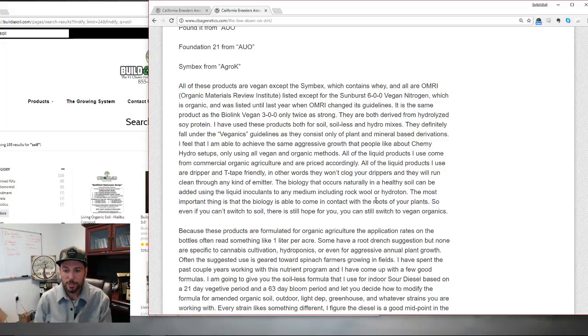The biology that occurs naturally in a healthy soil can be added using liquid inoculants or dry inoculants to any medium, including rock wool and hydro. The most important thing is that biology is able to make contact with the roots of your plants. So even if you can't switch to soil, there's still hope for you. You can still switch to vegan organics. Yes, we're seeing a ton of people use these Rootwise products in hydro and getting a lot terpier product, getting a benefit from the biology, but I think soil is the way to go, okay?